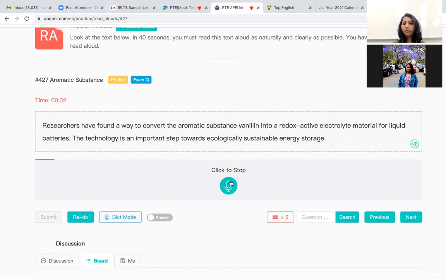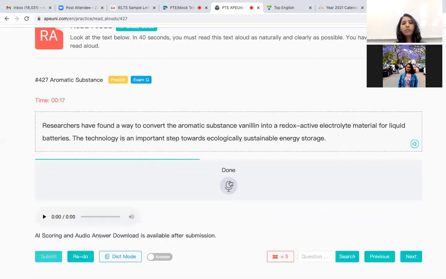Researchers have found a way to convert the aromatic substance vanillin into redox active electrolyte material for liquid batteries. The technology is an important step towards ecologically sustainable energy storage.